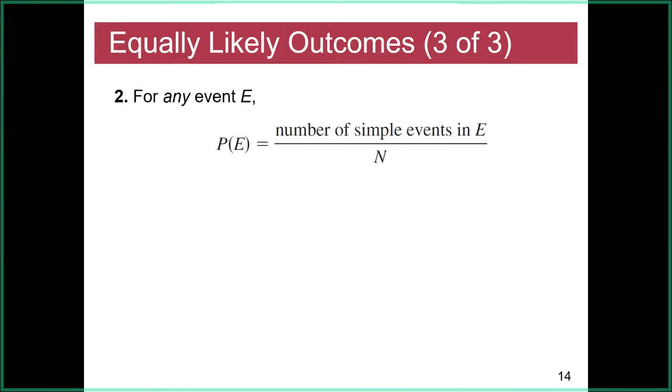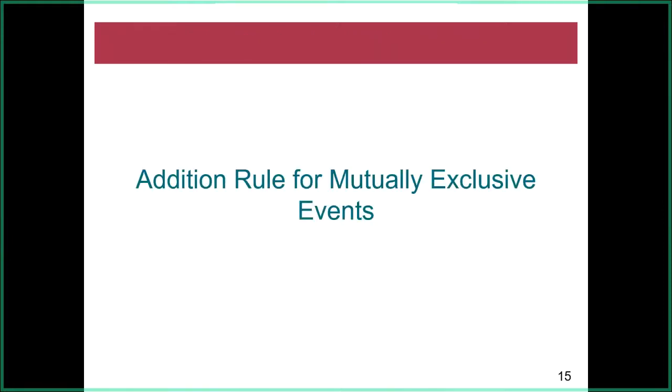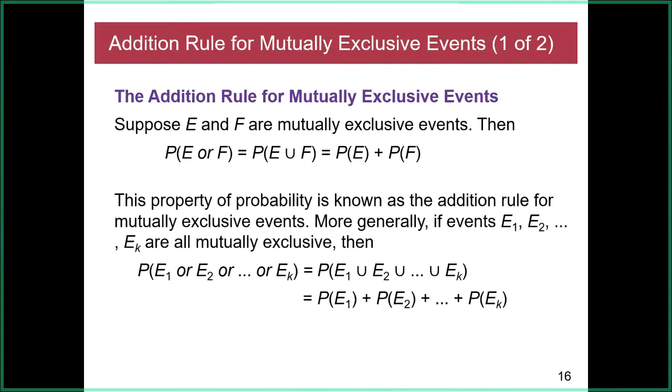If we have an event, again, an event can contain more than one outcome. Then we look at the number of simple events in E divided by the total number of possibilities in the sample space.